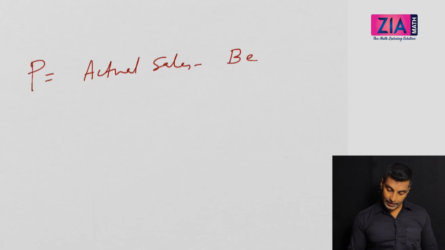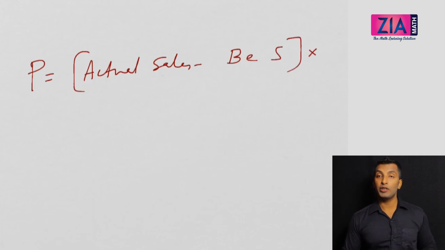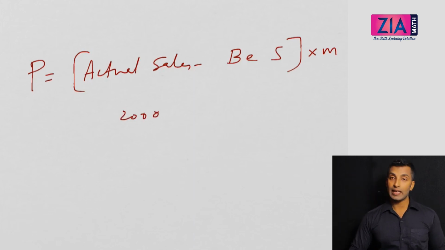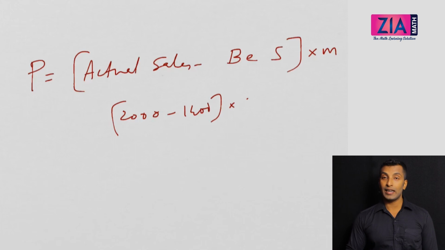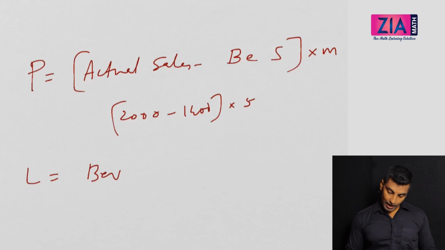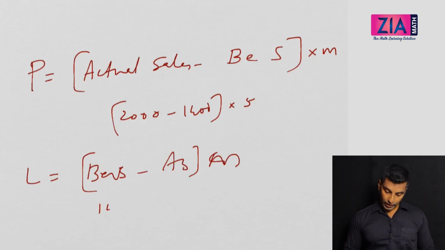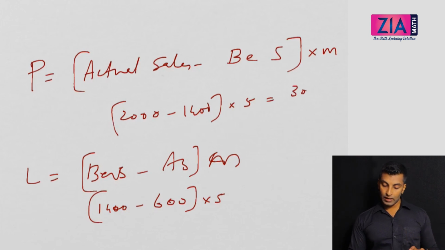So in this case, if you ask me what is profit: actual sales minus break even sales, into contribution per unit, I am writing it as margin. In the example I have shown you, 2000 was the actual sale, and the break even sale I told you was 1400, into the margin that is 5. Second case, in loss, it is break even sale minus actual sale, into contribution, that is margin. The break even sale was 1400 minus only 600 sold, into 5. So here you got 3000 as profit, here you got 4000 as loss.